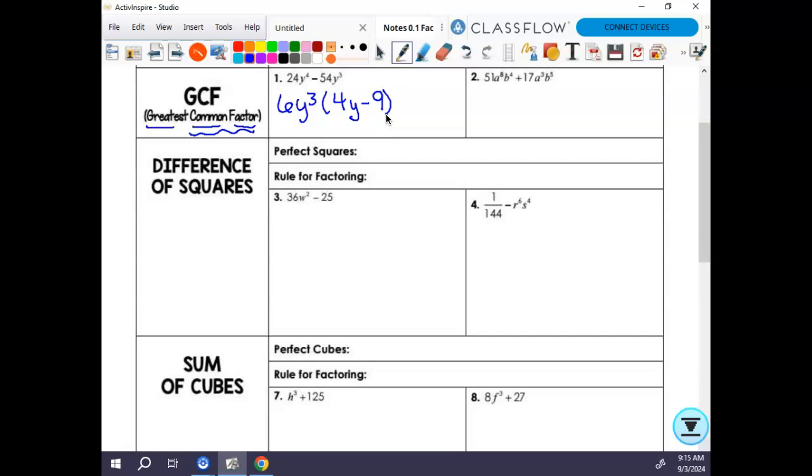Now on number 2, can I factor out a number? 17 is a prime number, right? But does it go into 51? It does. So we can take out 17. How many a's? 3. How many b's? 4. Okay, so that leaves me with, what's 51 divided by 17? 3. 3a to the 5th plus b.